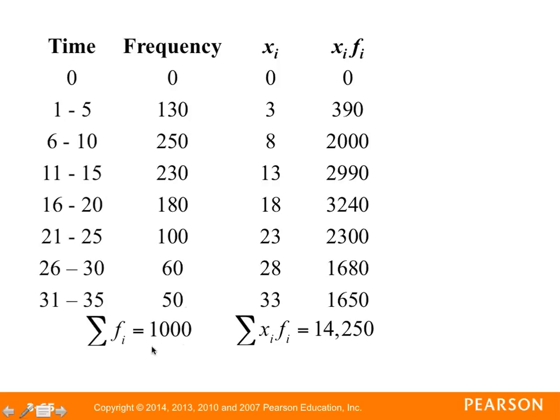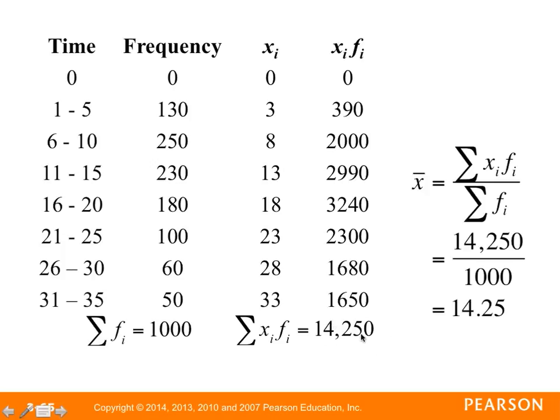We added up all of our frequencies and we got 1,000. That's the number of people that were surveyed. And then what we did is we took the mean of each of our classes. So from 1 to 5, the mean would be 3, 6 to 10, the mean would be 8, 11 to 15, the mean would be 13, and so on. And then we multiplied the frequency times our mean. So we take 130 times 3, that gives us 390, 250 times 8 gives us 2,000, and so on. Once we have all of those values, we add them all up, we get 14,250. And we divide that by the number of numbers that we have. So we get 14.25 as our mean.